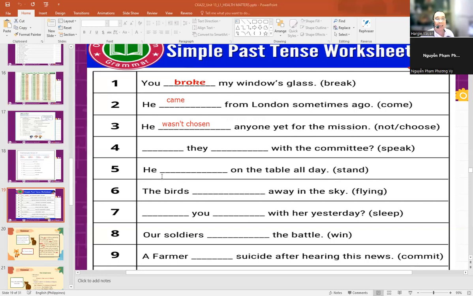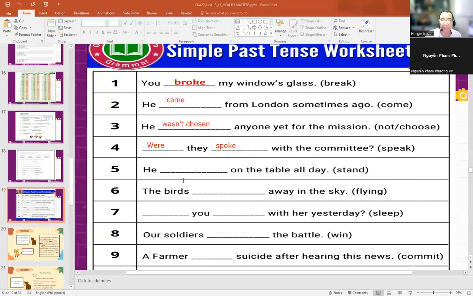Okay? Next, number 4, blank, they blank with the committee. Did they? Okay. What about this? Were. Okay, it's were. It's a question. Where they, what's the past tense of speak? Spoke, right? So were they spoke with the committee, that's correct.